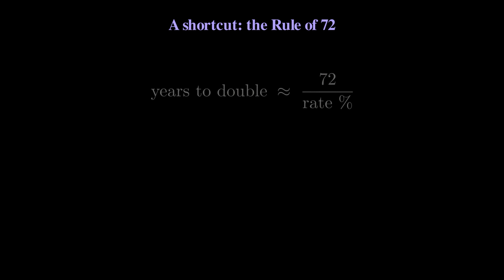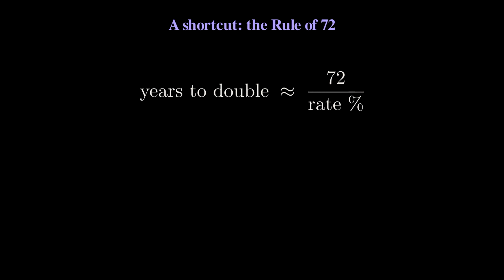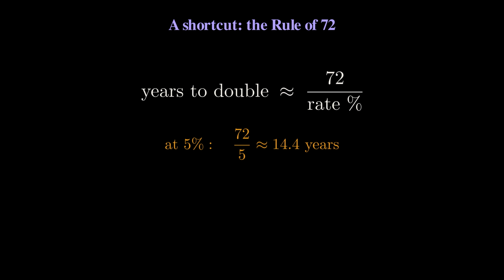Before the exam craft, one lovely shortcut that ties our whole story together. Remember the hook. How long for money to double? There's a mental trick. The rule of 72. The number of years to double is roughly 72 divided by the percentage rate. At 5%, that's 72 over 5, about 14.4 years. And there's our answer from the very start of the video.